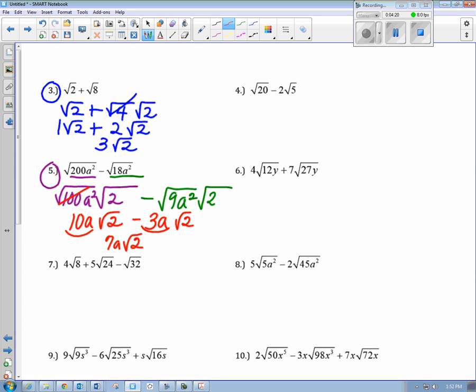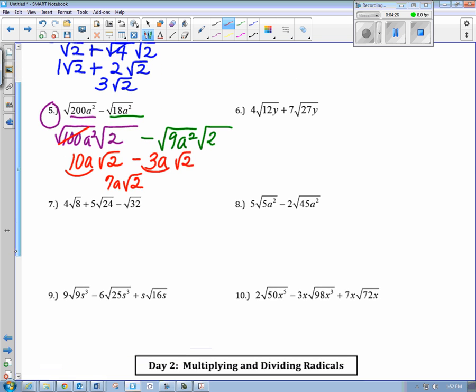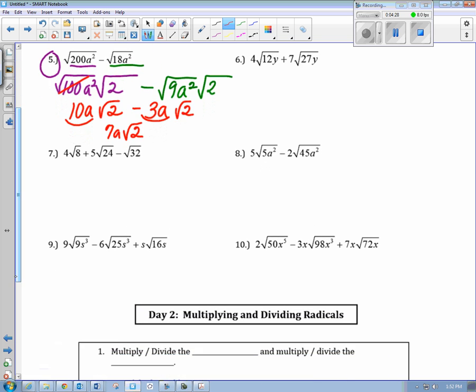If we move on to a question like number 7, there's 3 terms that we need to try to combine here. So when I do question number 7, I have to simplify all 3 terms. So I've got to simplify this one, and I need to simplify this one, and I need to simplify this one. So I'm going to simplify them, and then I'm going to go back and see if I can combine them.